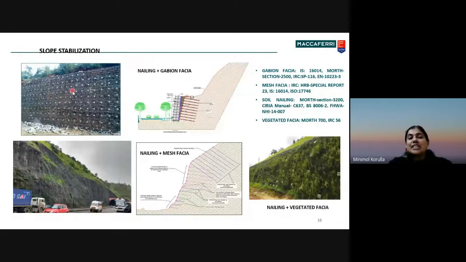Now let us look at slope stabilization using, what is this? We are seeing nail heads. Okay, nails, and if they want, they can even plant vegetation there, like on the right side what we are seeing. On the left side we are seeing a structure which is in Chennai.